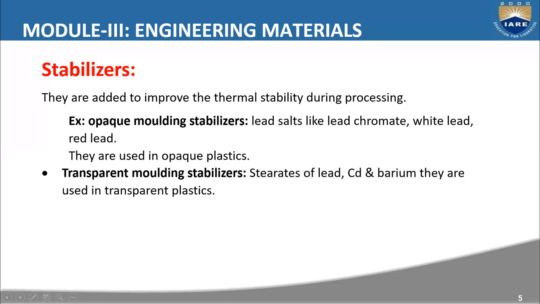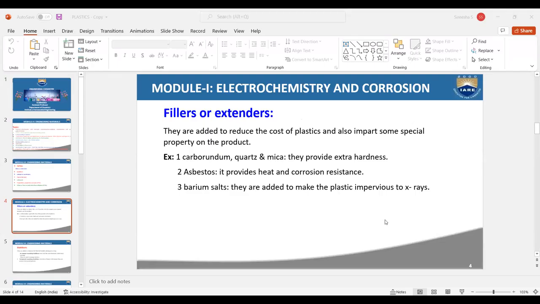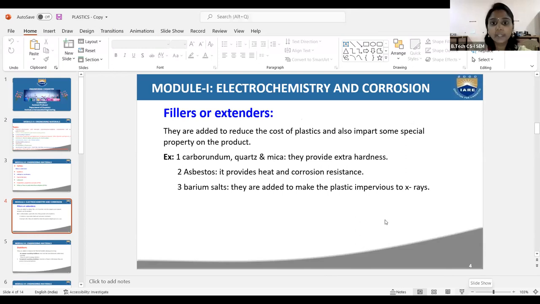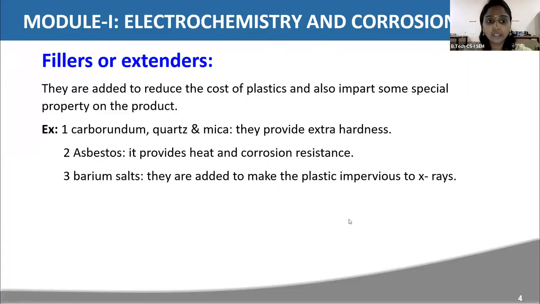Okay. So before painting, they use it. Okay. So now once check it. So asbestos. Asbestos, where do you observe? Asbestos roofing materials. Yes. Asbestos roofing materials. It provides heat and corrosion resistance. Okay. So it resembles cement roofing materials only. Okay. Barium salts, they are added to make the plastic impervious to X-rays.